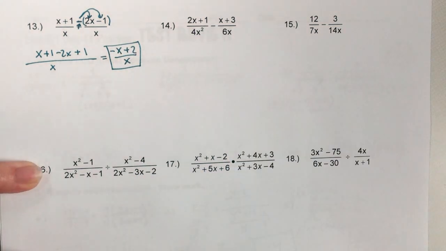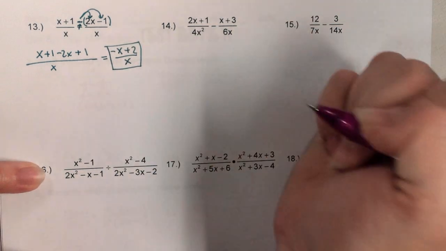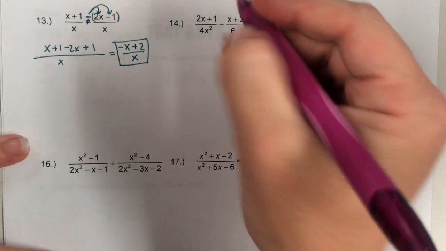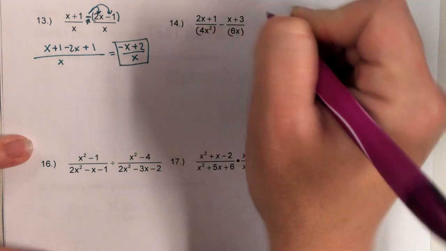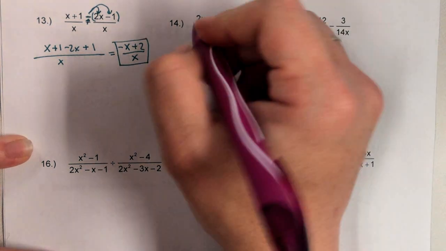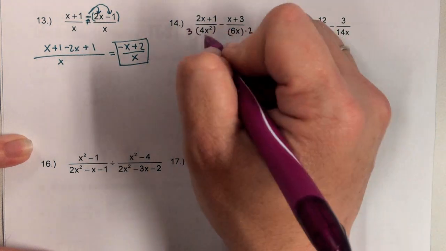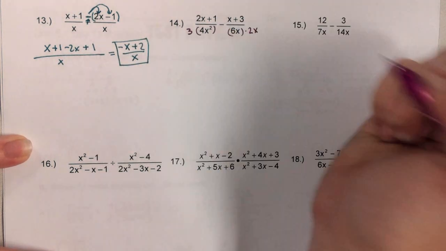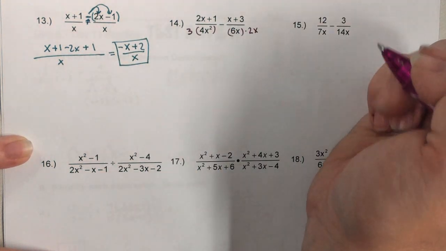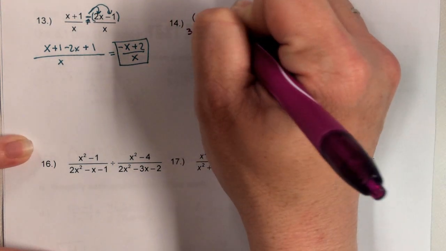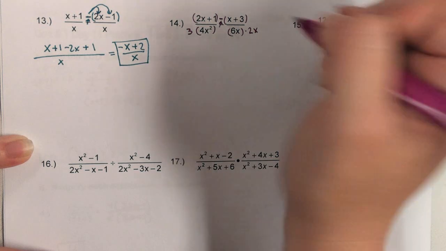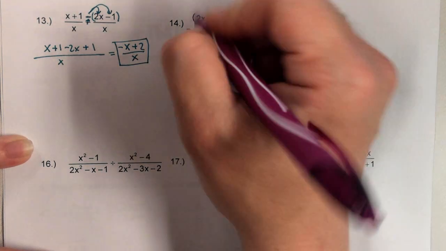Okay, on this next one, what can 4 and 6 both turn into? Well, 6 can turn into 12, and so can 4. So I'm going to multiply by 2, and I'm going to multiply by 3. This is x squared, this just has x, so I can multiply by another x, and it will become x squared. Now, what I do to the denominator, I have to do to the numerator, and I need to bring up that negative.